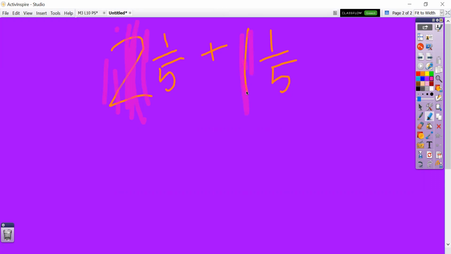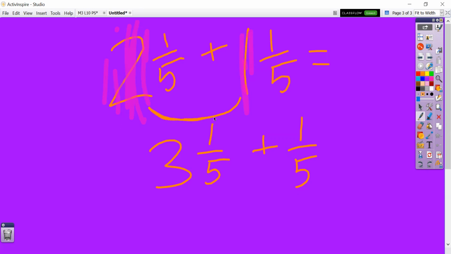So what's 2 plus 1? Well, 2 plus 1 is 3. So let's go ahead and just show that. 2 plus 1 is 3. But now we still haven't added the 1/5 plus the 1/5. So I'm just rewriting it to show my tracks of thinking. So the first thing I did is I combined the whole numbers. Boom. Common units, ones and ones. We've combined them. Now our new sentence is 3 and 1/5 plus 1/5.